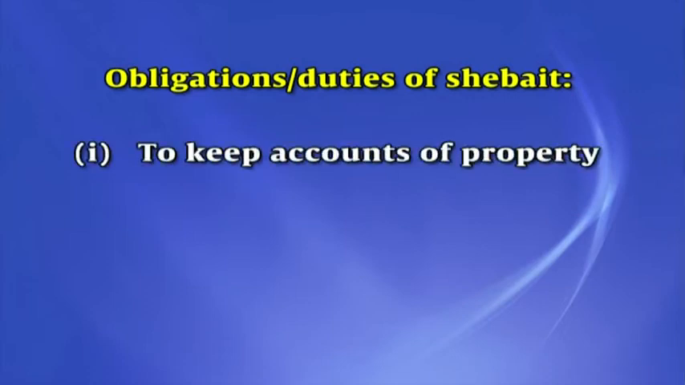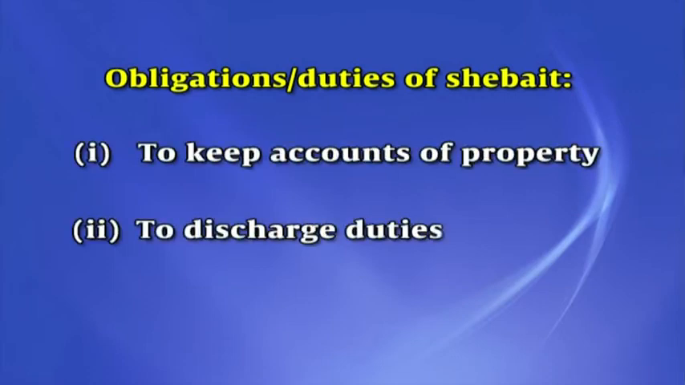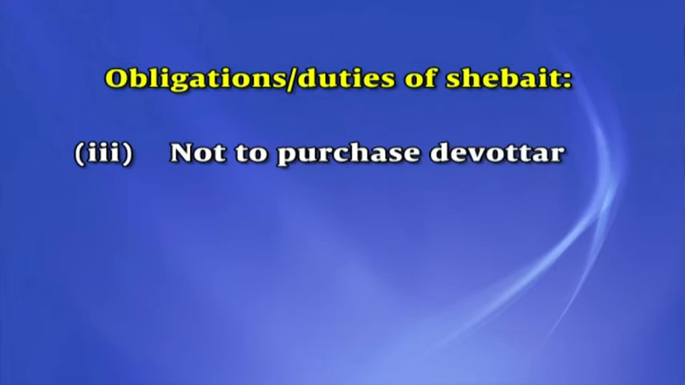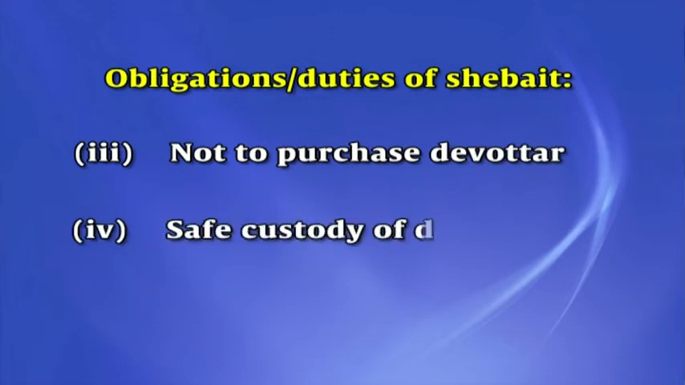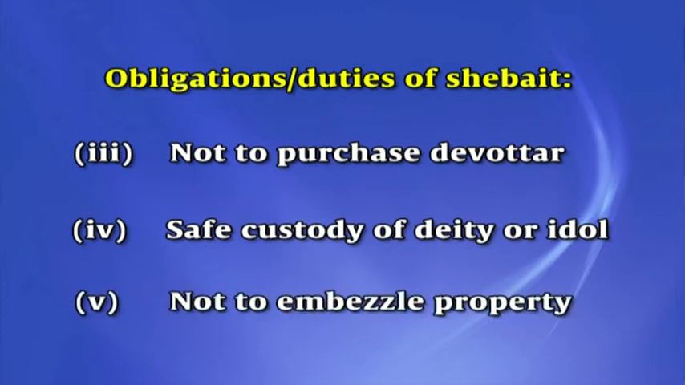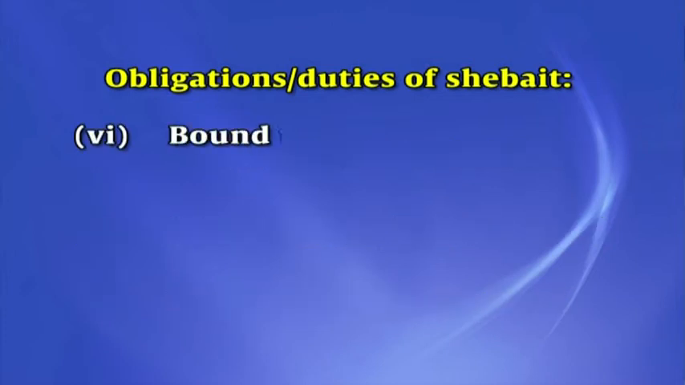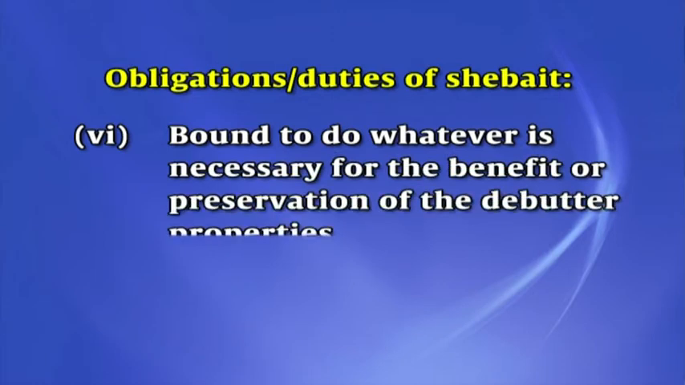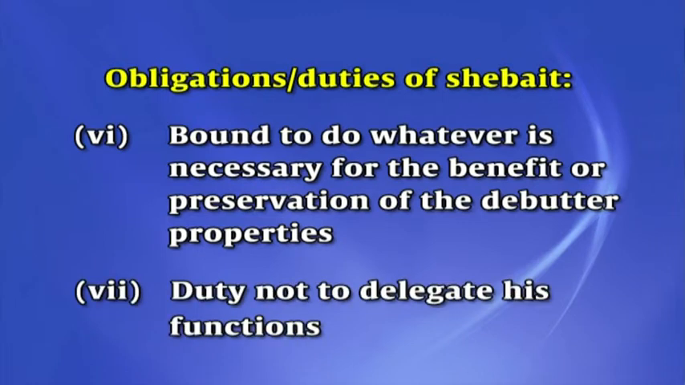To keep accounts of property; to discharge duties personally, for example, to perform seva and puja; not to purchase debottar property; safe custody of deity or idol; not to embezzle property; bound to do whatever is necessary for the benefit or preservation of the debottar properties; and duty not to delegate his functions.